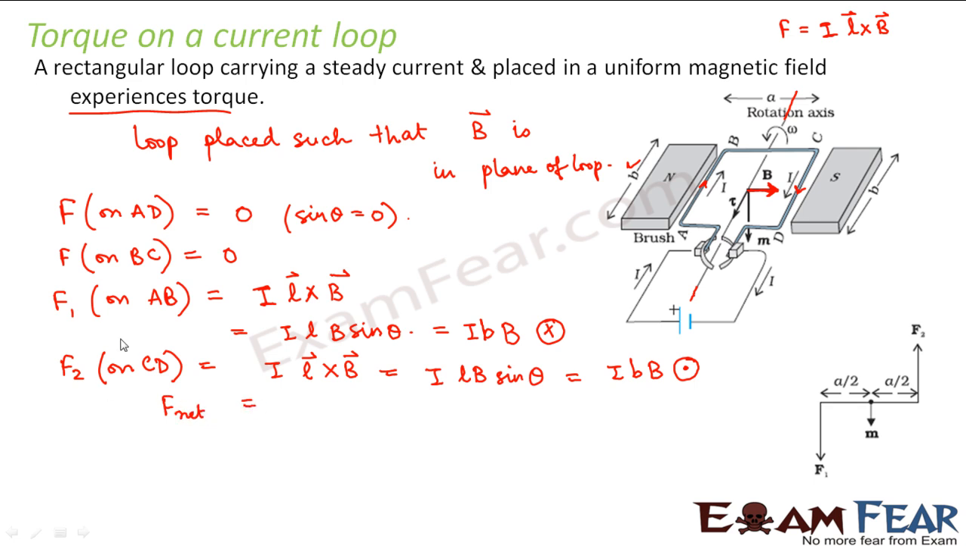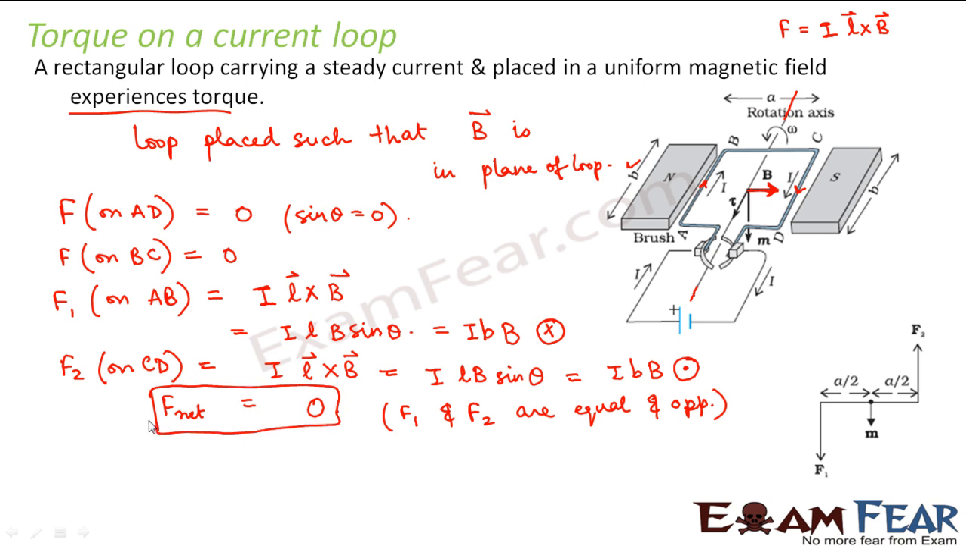If you look at it, you will see that F1 is equal to F2, but they are in the opposite direction. So that means the net force is equal to 0 because F1 and F2 are equal and opposite. So we see that the net force acting on this rectangular current carrying loop in a uniform magnetic field is equal to 0.